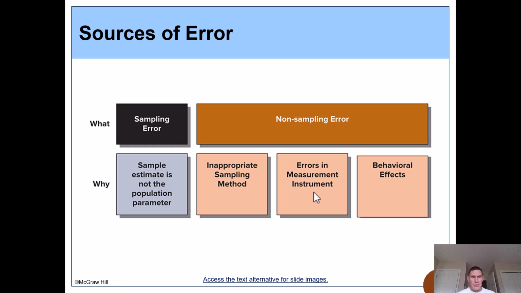So sources of error. We kind of split this between sampling error and non-sampling error. Sampling error is when the sample estimate is not the population parameter. That's kind of what I was just speaking to a second ago. Non-sampling error can deal with the sampling method being perhaps inappropriate. Maybe there were errors in the measurement instrument, and perhaps there were also behavioral effects.